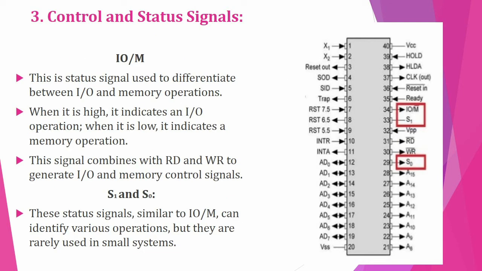IO/M. This is a status signal. It is used to differentiate between IO and memory operation. When the signal is high, it indicates an IO operation. When it is low, it indicates a memory operation. This signal combines with read and write signals to generate IO and memory control signals. S1 and S0 are status signals, similar to IO/M, that can identify various operations, but they are rarely used in small systems.